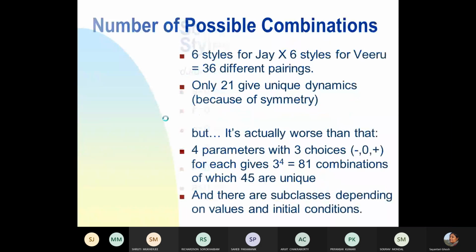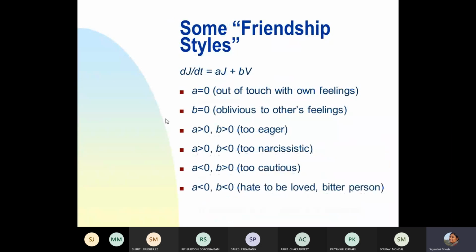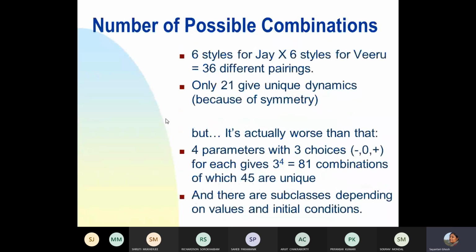So Jay can have 6 different styles. Jay can be a person who is out of touch with his own feelings. He could be oblivious of the other's feelings. He could be too eager, too narcissistic, too cautious, or a bitter person. Jay can be of these 6 types. Similarly, Viru can also be of these 6 types. That simply means you can make 36 different kinds of pairings.